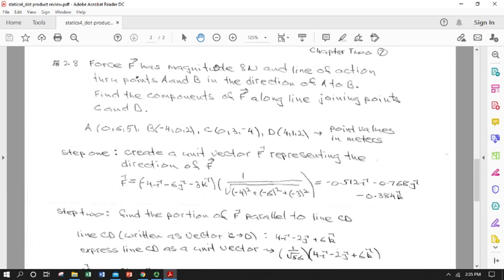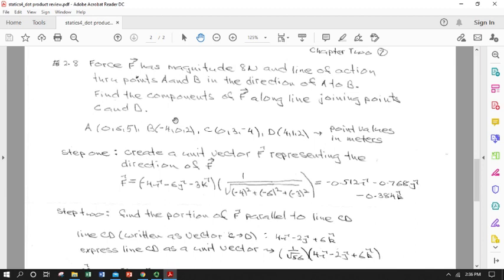So we've got a force vector with a magnitude of 8 newtons, and we have a line of action that goes through 2 points in the direction of A to B. Okay, so if we want to turn that line of action into a direction, this time we're gonna say B minus A rather than A minus B to get the correct direction. So somebody wants to know the component of that force along the line joining 2 other points. Okay, and then they give us the points.